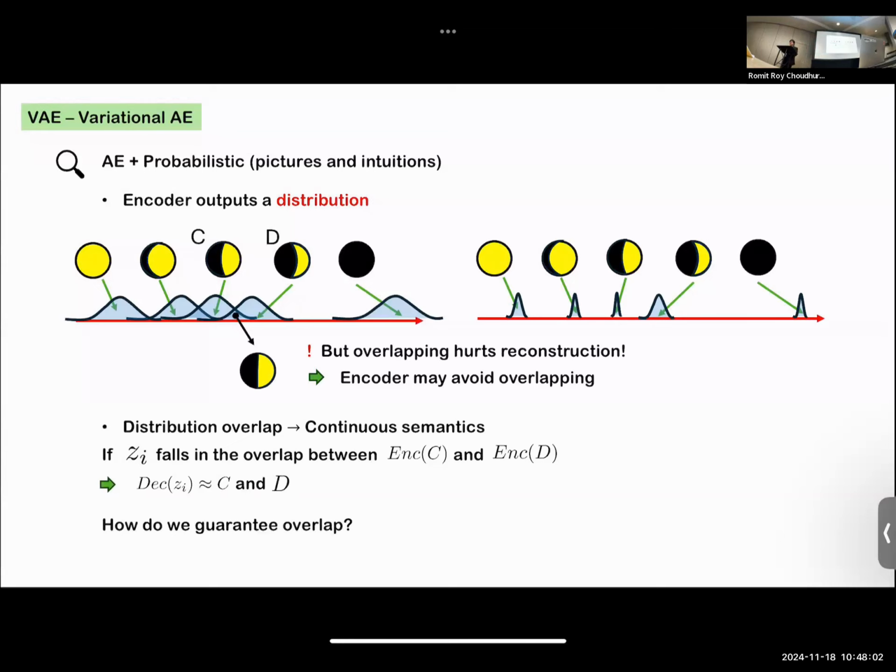Let's ask that question. How do we force the VAE such that these distributions overlap with each other? We want overlap, right? How do we force that? You have to change the objective. Exactly. Basically, in English, we are saying: hey encoder, not only do you have to give me a distribution, but the distributions that we generate for each of the pictures should overlap. How do you say that mathematically?